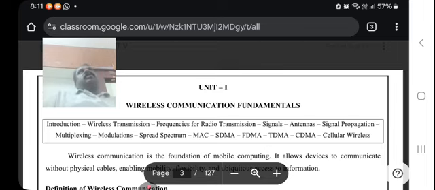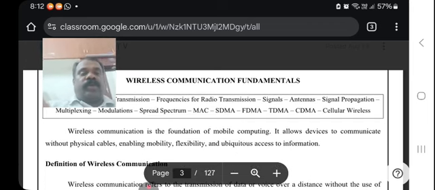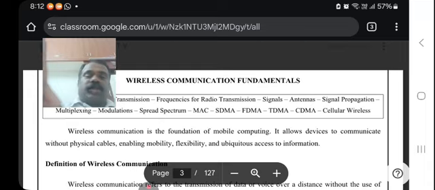From the first generation to the third generation, most of them used wired networks. That's wired communication fundamentals. Nowadays we are using wireless communication fundamentals, wireless communication systems. Nowadays we are using wireless communication systems. That's the main thing.